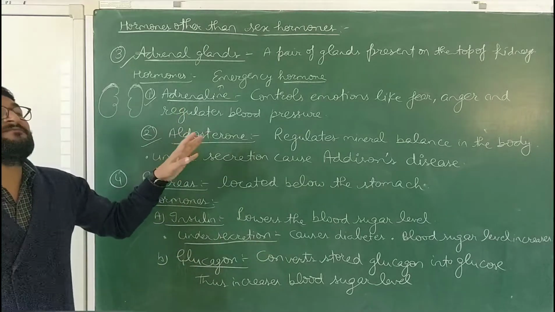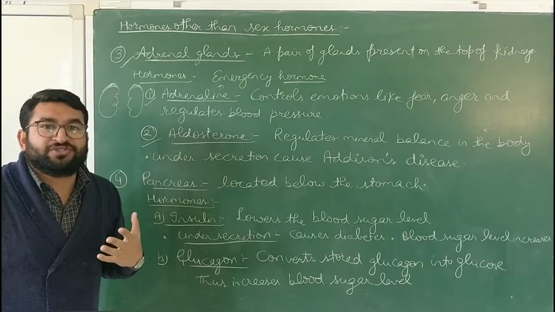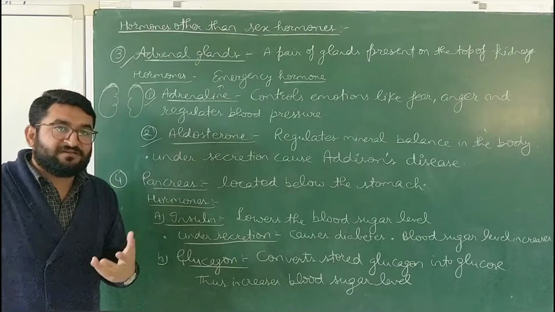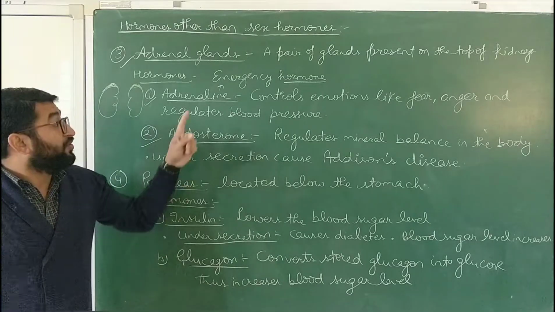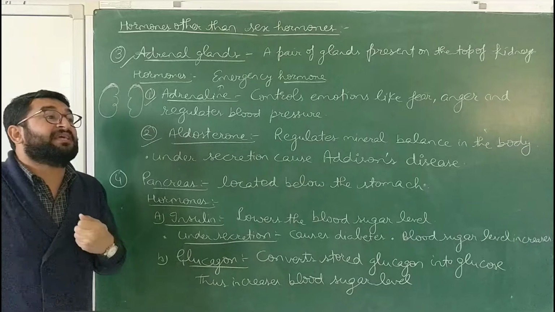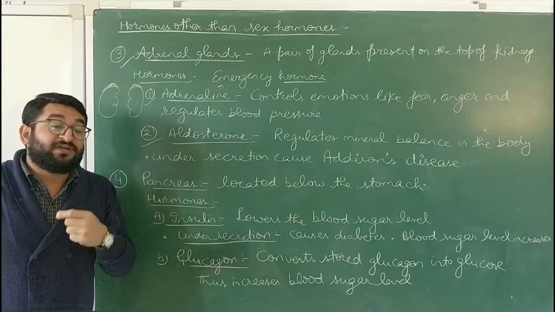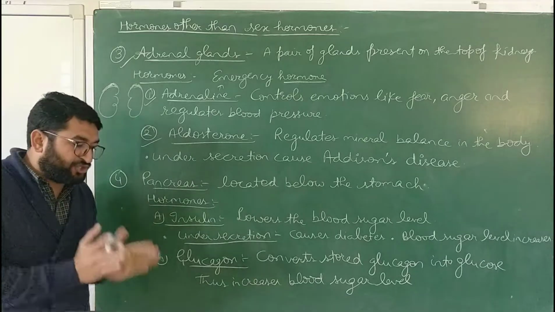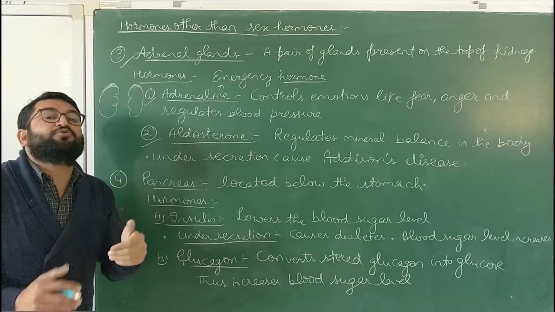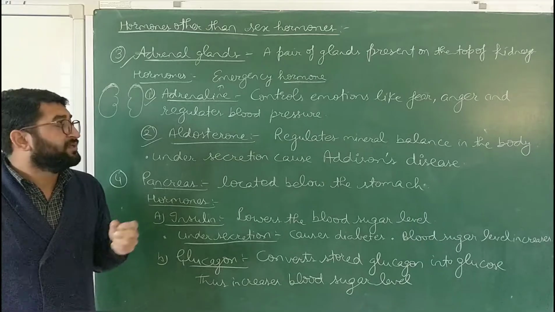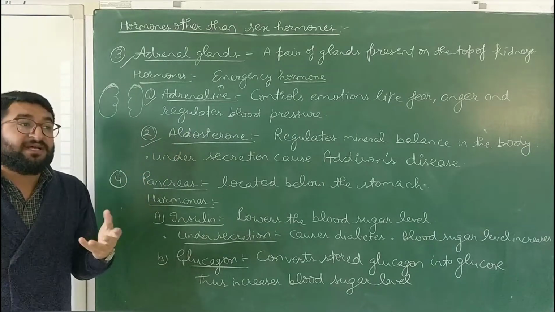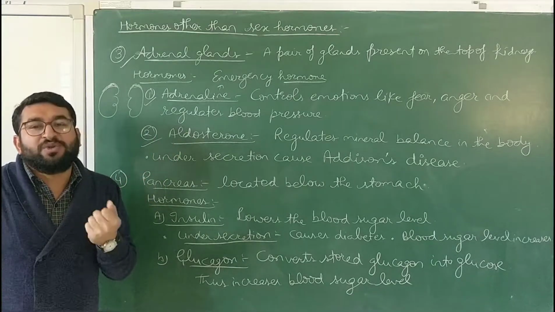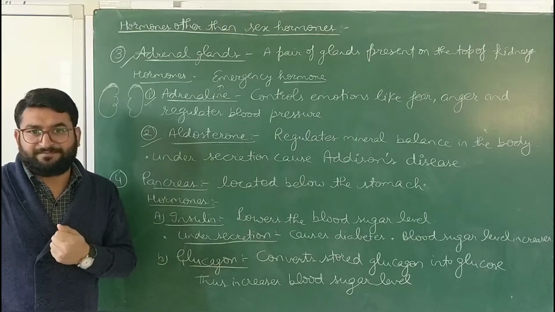It controls various activities like emotions, like anger, fear, and anxiety. It also releases in our body during accident conditions to increase the blood pressure of our body, so that every cell of our body will get oxygen from the blood to produce energy. So that will control a person's body functions during extreme conditions.